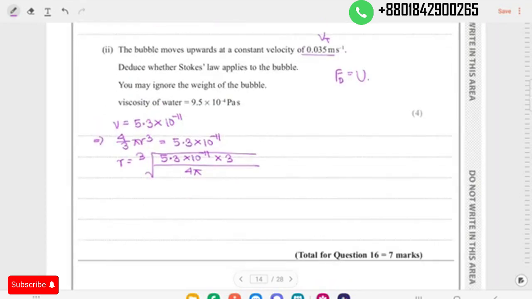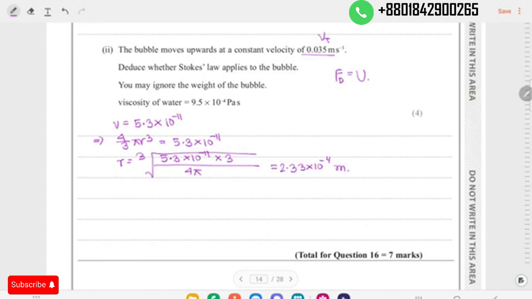Okay, so if you calculate it, 5.3 × 10^-11 multiplied with 3 over 4 pi, you get 2.33 × 10^-4 as the radius of that bubble. So that's 2.33 × 10^-4 meter.